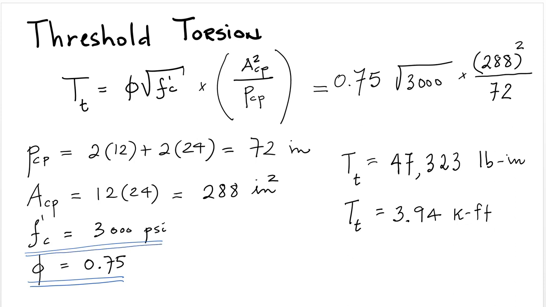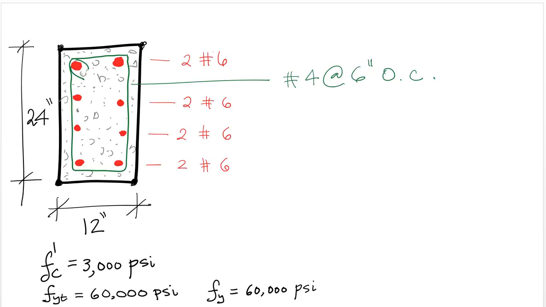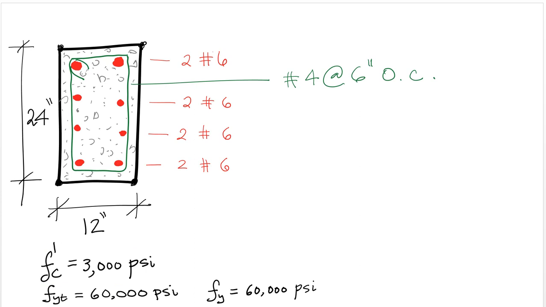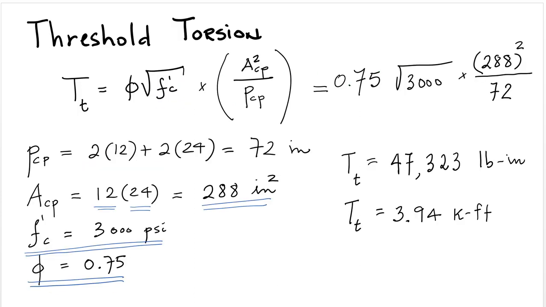ACP, which is the area of the cross section, and in this case that area is 12 by 24, which results in 288 inches square, and PCP is the perimeter of that cross section, and that's 2 times 12 plus 2 times 24, and that results in 72 inches.